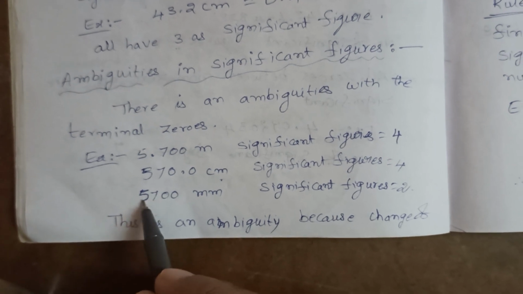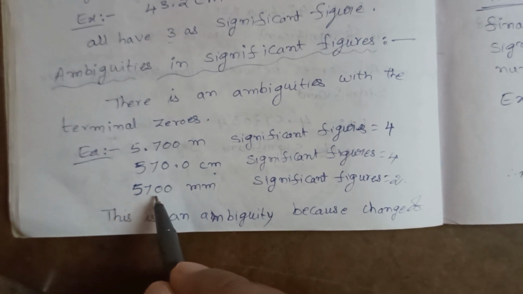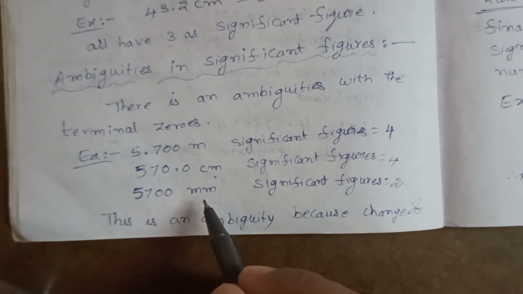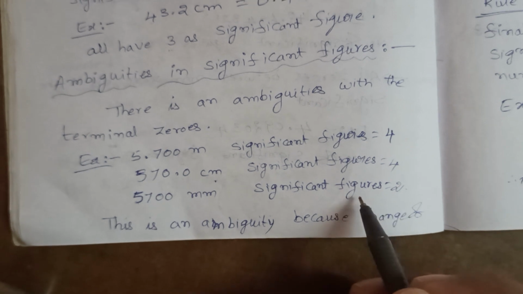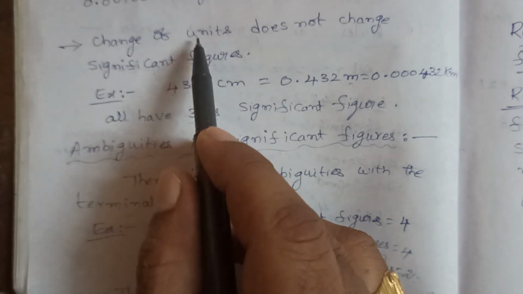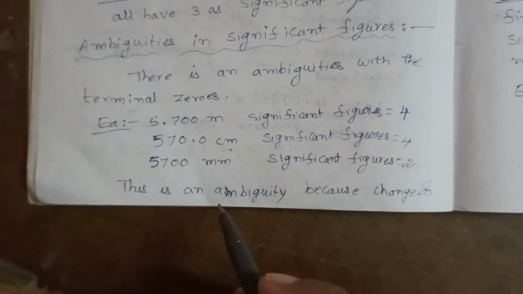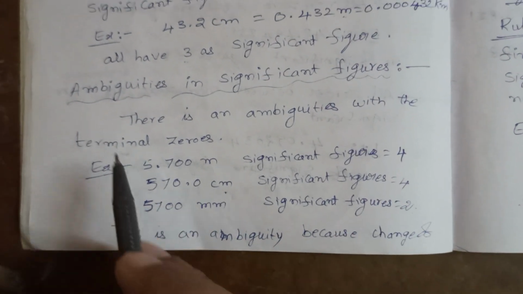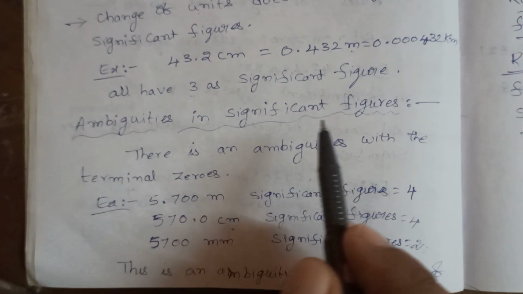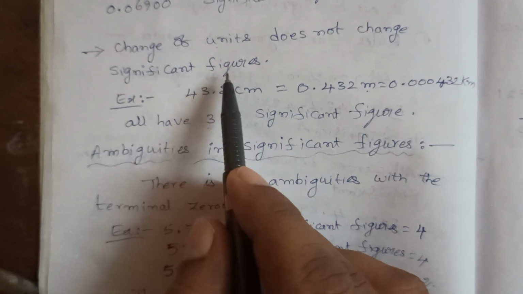So 5,700 millimeters. Here there is no decimal. No decimal means we cannot consider these two zeros while counting the significant figures. So the significant figures here are only 2. But the rule we have discussed is that change of units does not change significant figures. But here significant figures are changed. Means there is an ambiguity in significant figures. This is an ambiguity because change in units should not change significant figures.